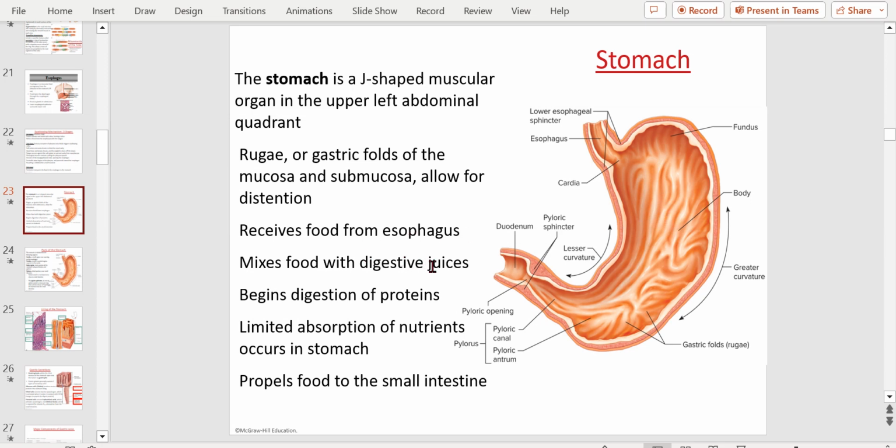It receives food from the esophagus, mixes food with digestive juices, and begins digestion of proteins. The digestion of carbohydrates already began up in the mouth with the amylase. Now with the hydrochloric acid and the other stuff we'll get into, it begins the digestion of proteins, which are pretty harsh. Proteins are hard to digest because of the nitrogen. Limited absorption of nutrients occurs in the stomach, and it propels food to the small intestine.